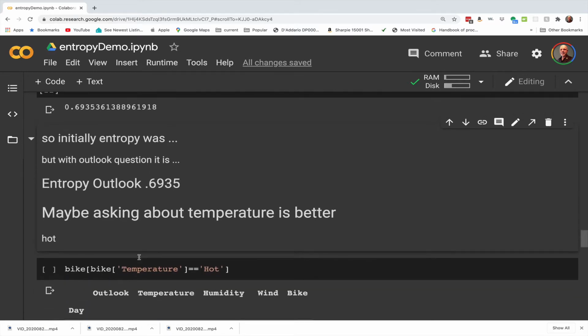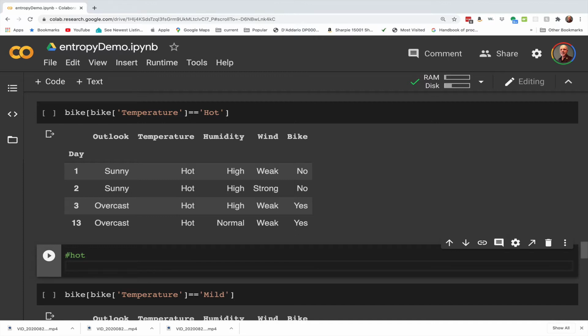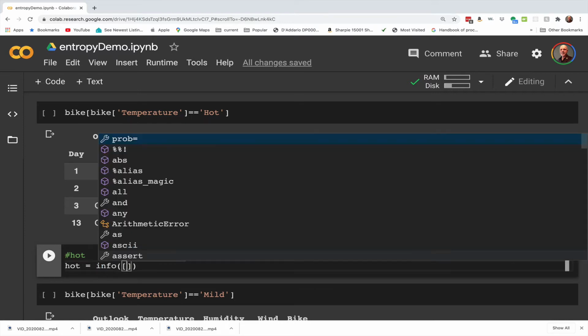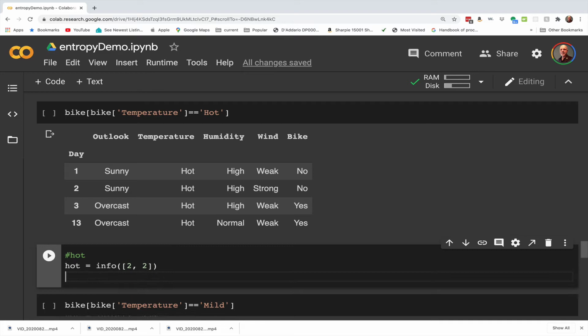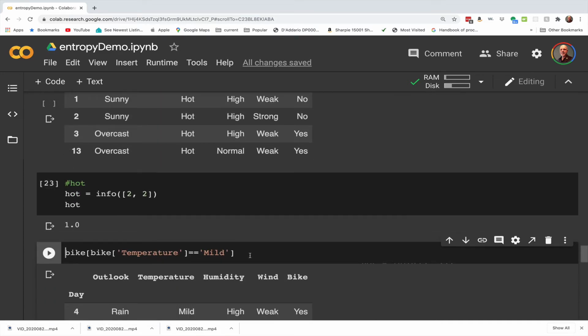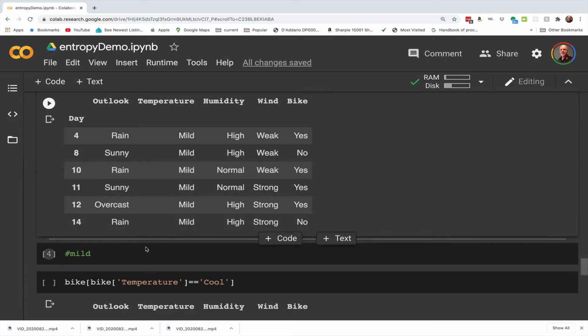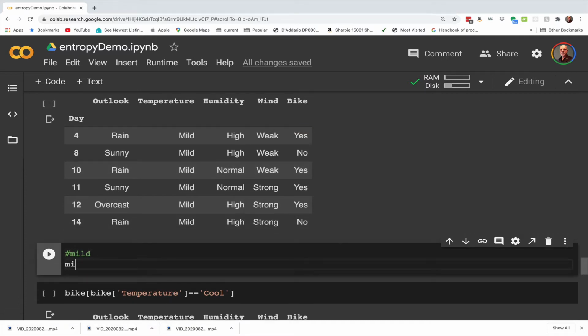So let's try hot. That's the hot condition where there were 2 no's and 2 yeses. And you probably know the entropy of that already, right? It's the same as a coin toss, a kind of 50-50 proposition. But let's stick it in. So it takes 1 bit to encode that. And mild is here, where we have 6 of them, and 4 times when it was mild, the person mountain biked. Let's do that.